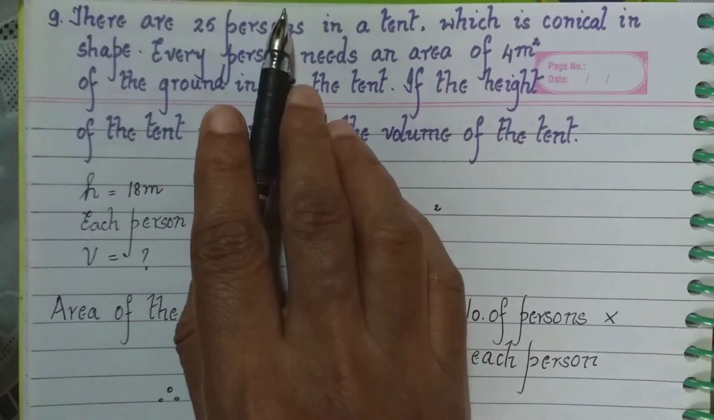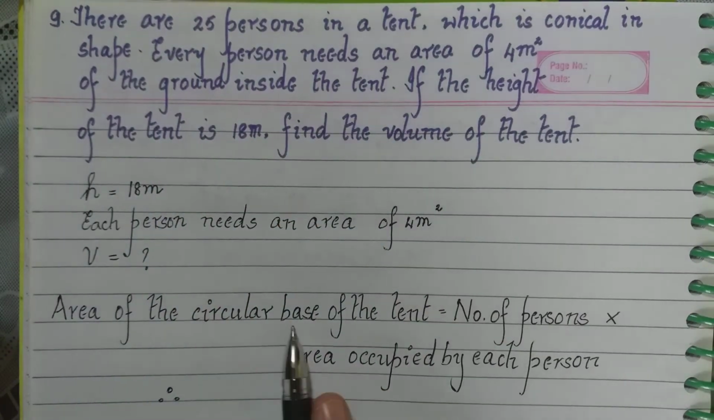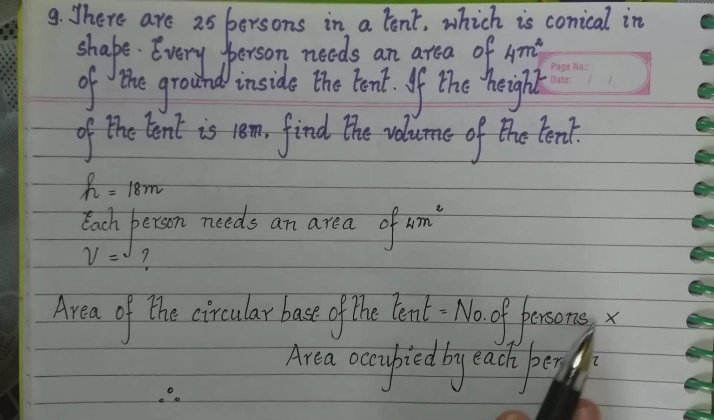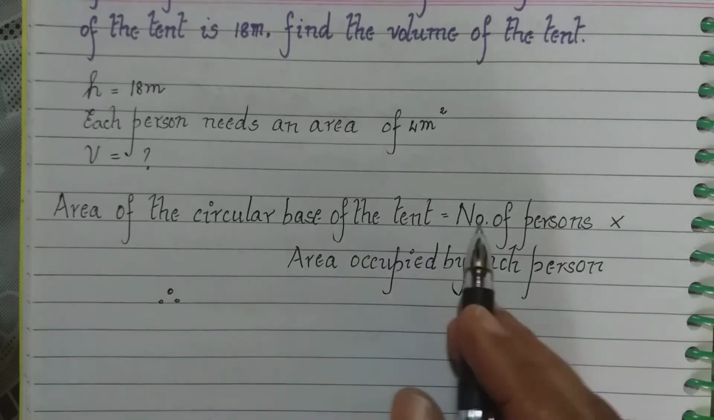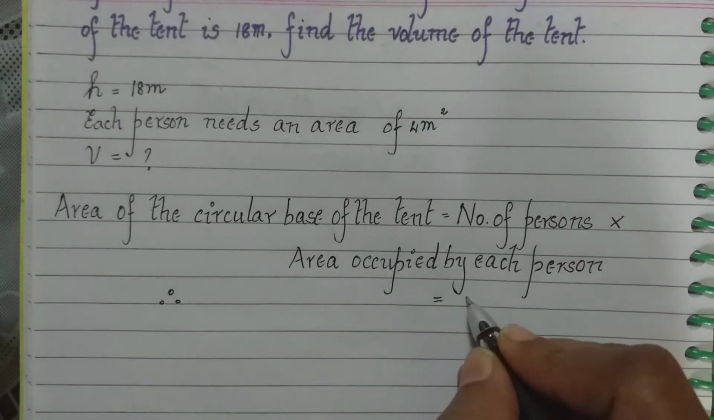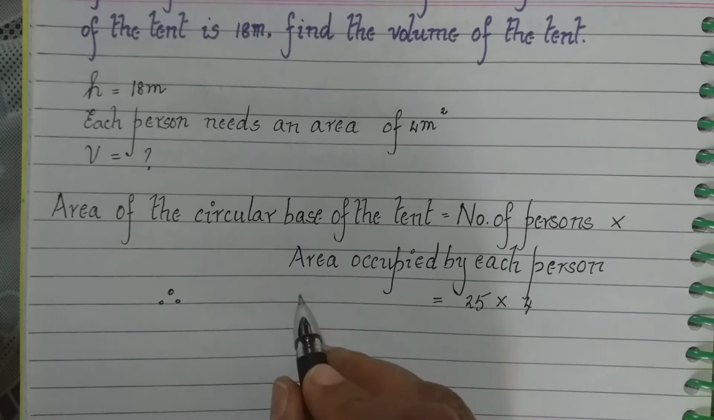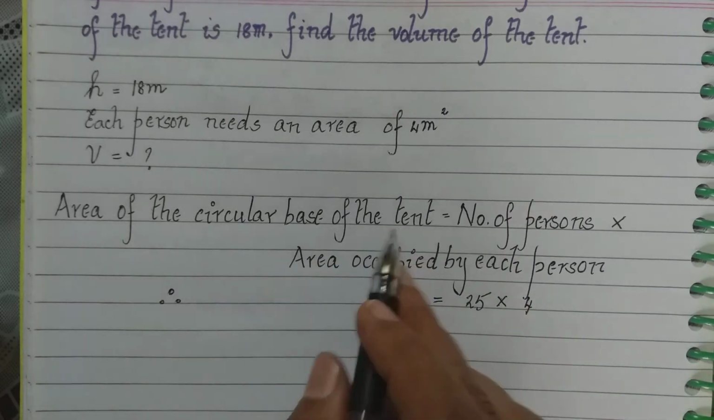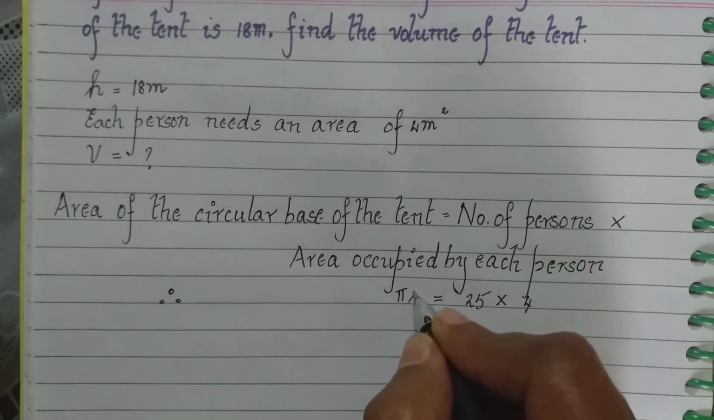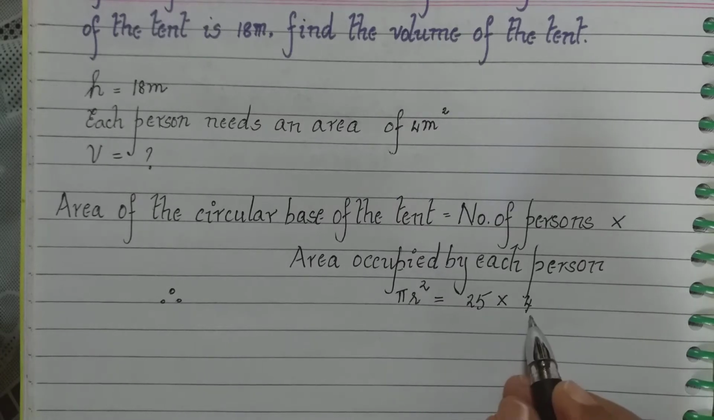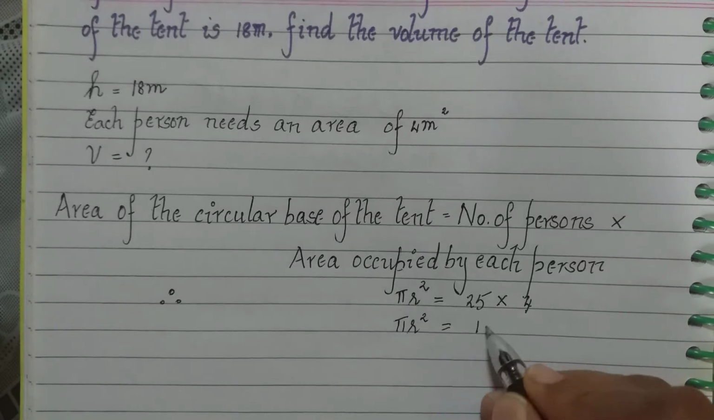So if there are 25 persons, the area of the base will be 25 into 4. So area of the circular base of the tent is number of persons into the area occupied by each person. Number of persons are 25, area occupied by each person, they said 4 meters square. Now what is this side? Area of the circular base of the tent, and for a circle, the area is got by the formula pi r square. So we can write pi r square is equal to 25 into 4, which is 100.